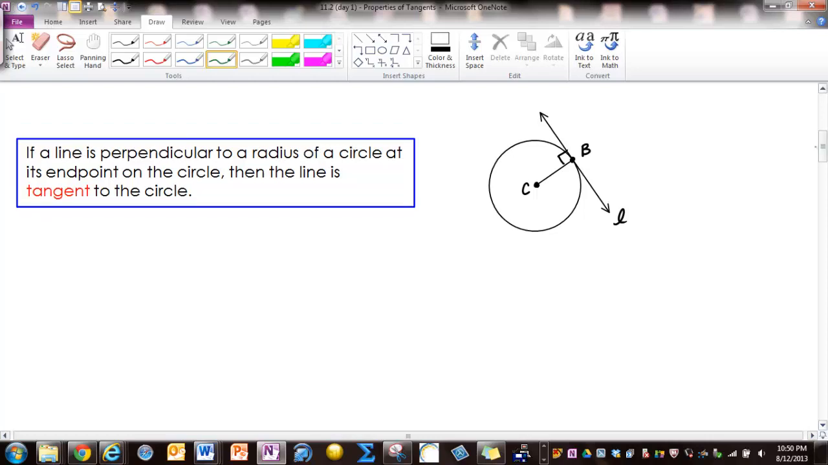Our second statement here is just the converse of the first statement that I just showed you. It says, if a line is perpendicular to a radius of a circle at its endpoint on the circle, then the line is tangent to the circle. So in this case, we know already that our line L and our radius, segment CB, are perpendicular. So since they're perpendicular, then we know that line L is a tangent to our circle.